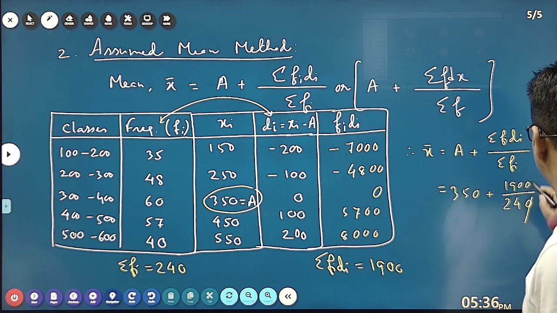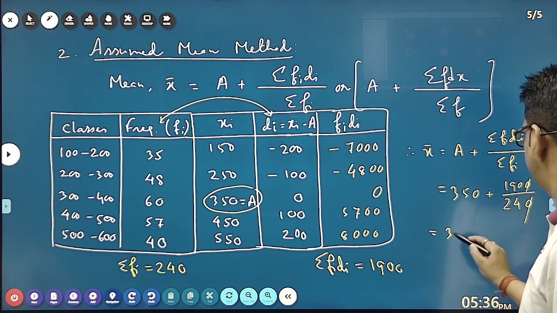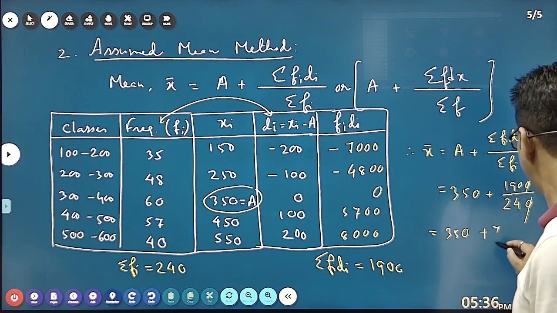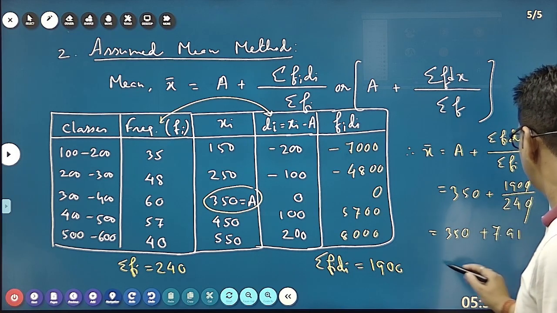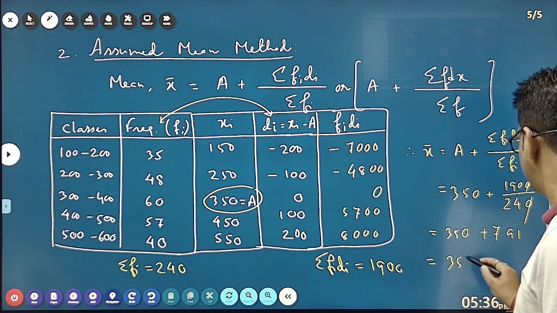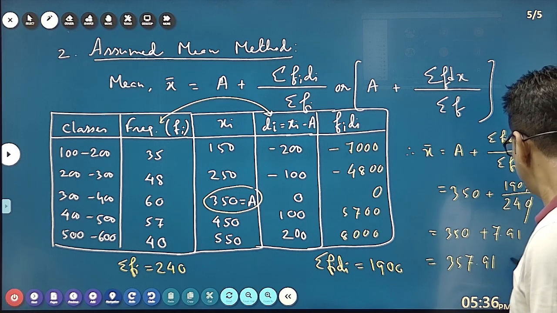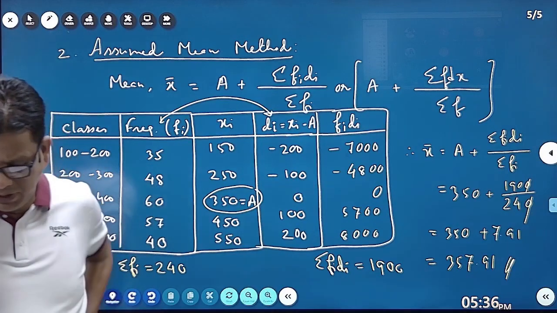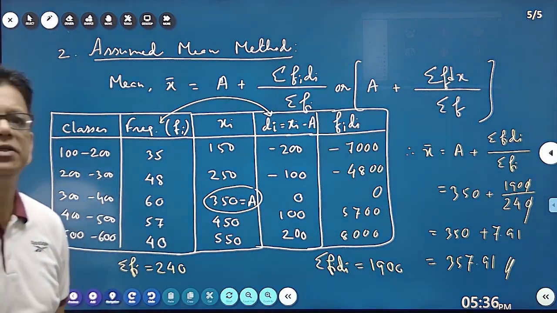So initially this 0 gets cancelled. So this is 350 plus 7.91. So if you add it, 357.91. Done? Is it okay? Is it alright, all of you?